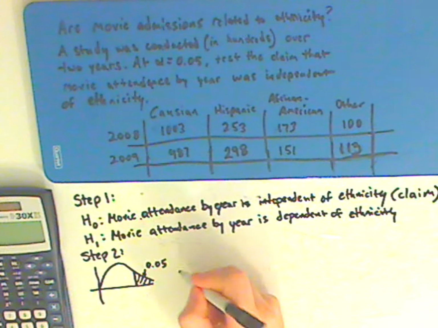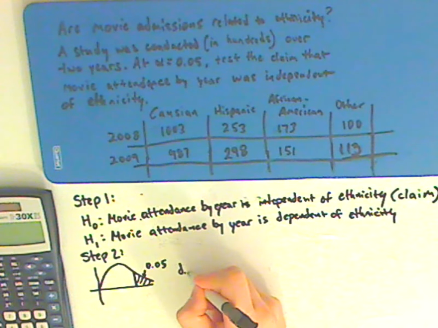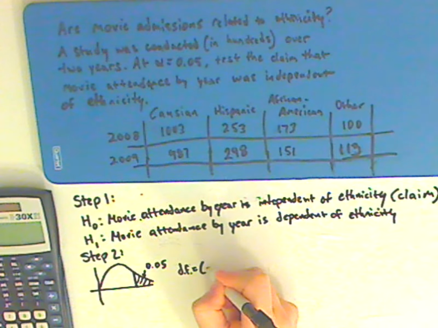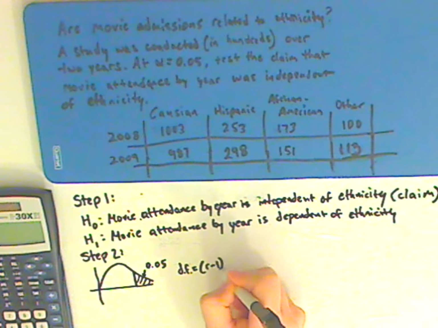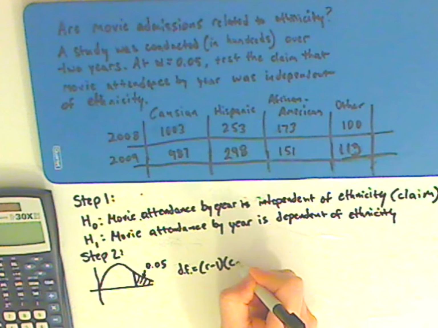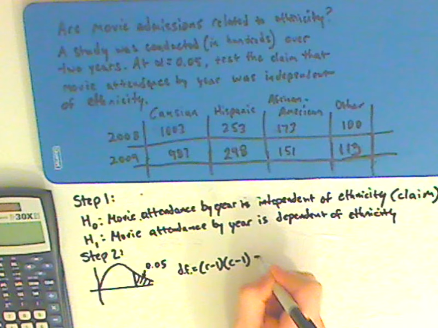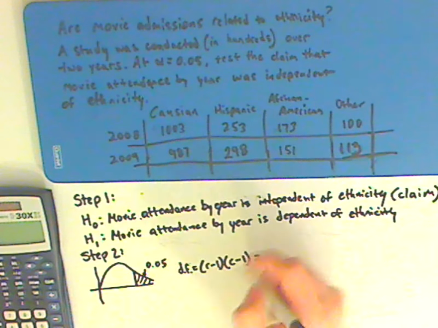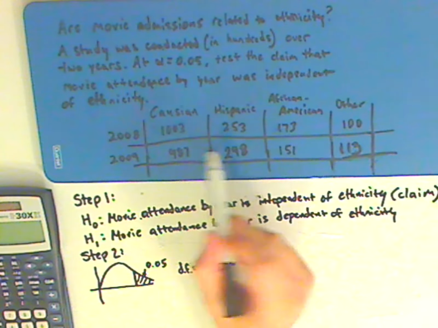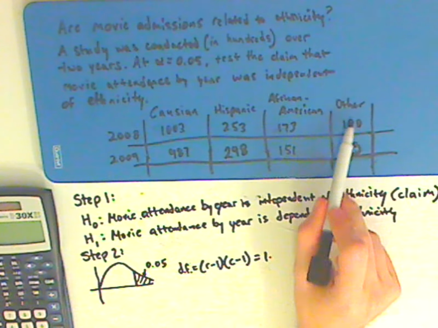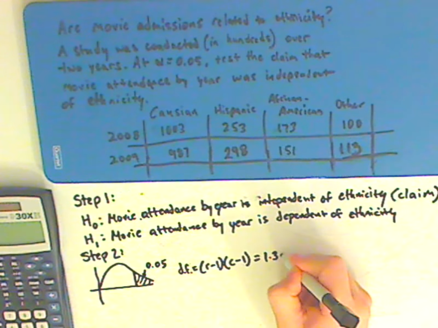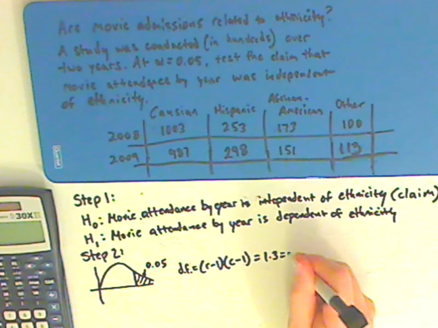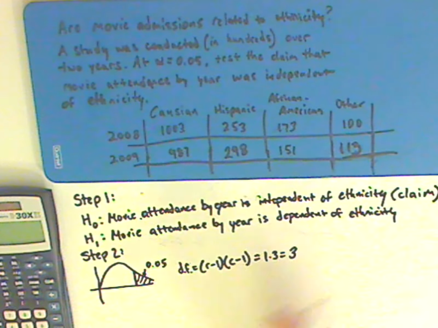Your degrees of freedom is the number of rows minus 1 times the number of columns minus 1. So the number of rows is 2. 2 minus 1 is 1. And then columns, 4. 4 minus 1 is 3, and then 1 times 3 is 3.